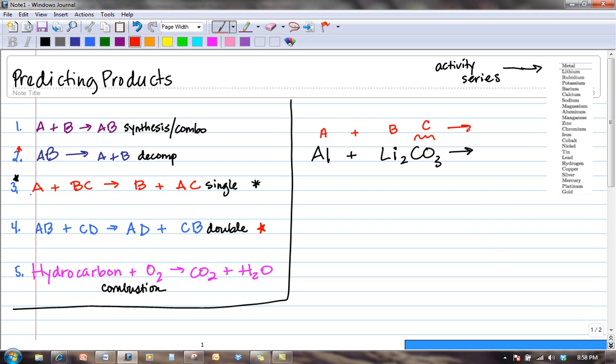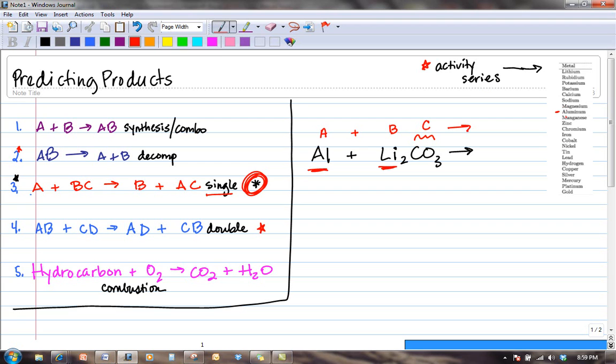So my general form is A plus BC. Let's see what kind we have. That's right here, number 3. This is a single replacement. But look, we've got our little star here. That means that we have to look up at the activity series. In order for this to go to completion, my aluminum must be higher on the list than my lithium. So let's see if that's correct.